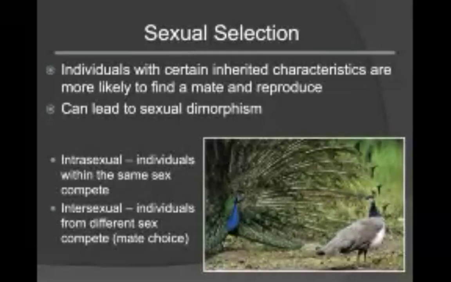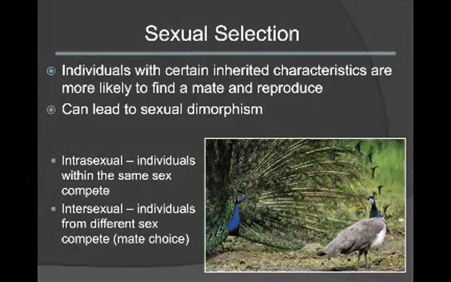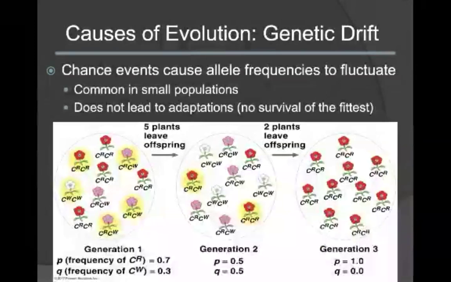You can have intra and intersexual pressures. Intrasexual pressures refers to individuals that are within the same sex because they will be competing for a mate and competing against each other. However, you can also have intersexual selection. This is when individuals from different sexes compete, and this is very common in populations where you have mate choice.